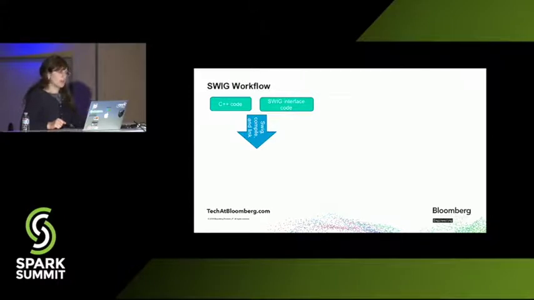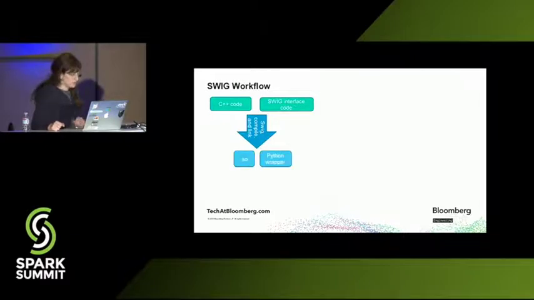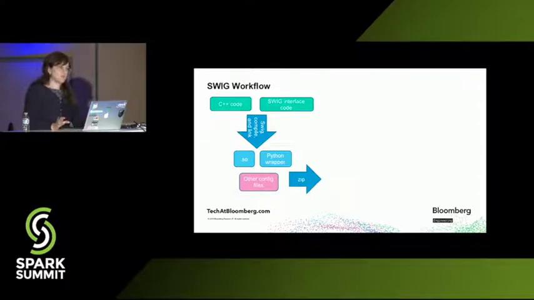You would then compile and link the generated code along with your C++ code, and you generate a shared object and a Python wrapper. Afterwards, you can take any other config files that your program needs. You wrap it all together with something like zip or tar. You create your .zip or .tar and your archive object.